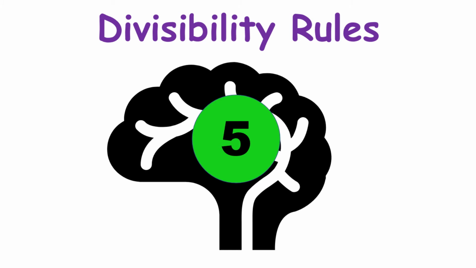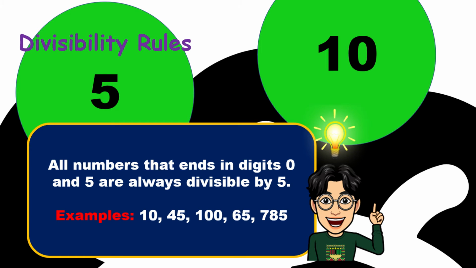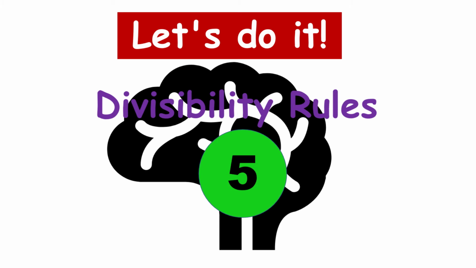Now, let's go to the divisibility rule of 5. All numbers that end in digits 0 and 5 are always divisible by 5. Examples are 10, 45, 100, 65, 785. Now let's have exercises in the divisibility rule of 5. Tell if the number is divisible by 5 or not.